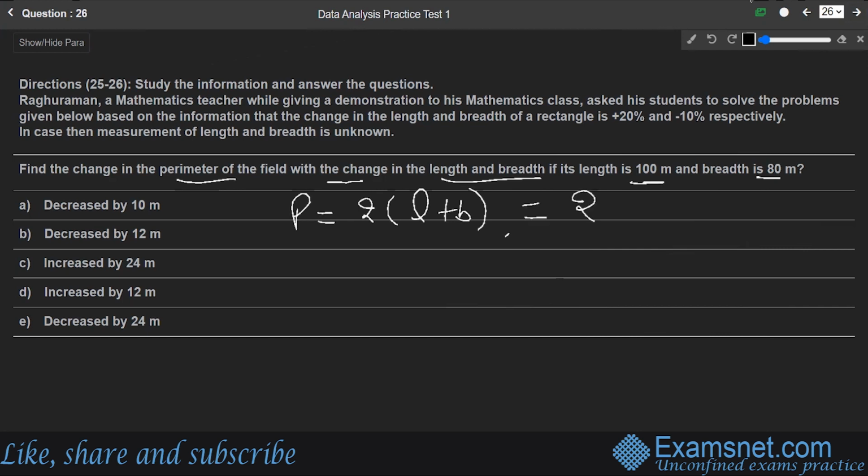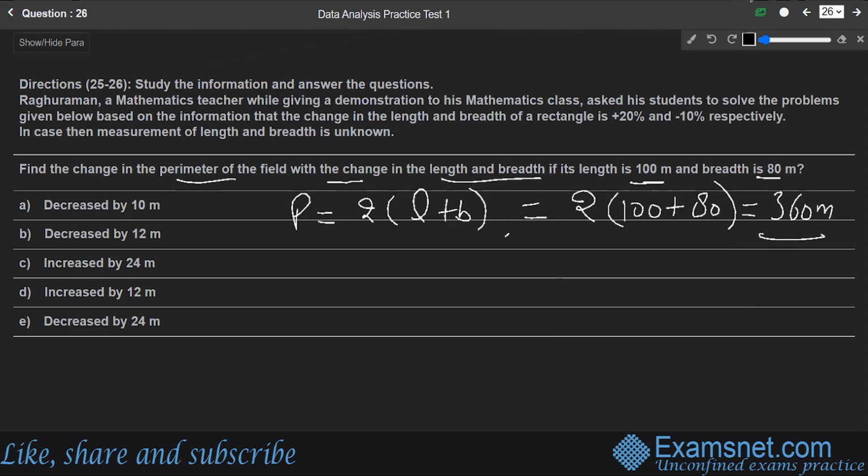So what was the older perimeter? It has to be twice of length plus breadth. The older perimeter we need to calculate. The length was 100, so twice of 100 plus 80, that is nothing but 360 meter. That is the original perimeter, 360 meter.